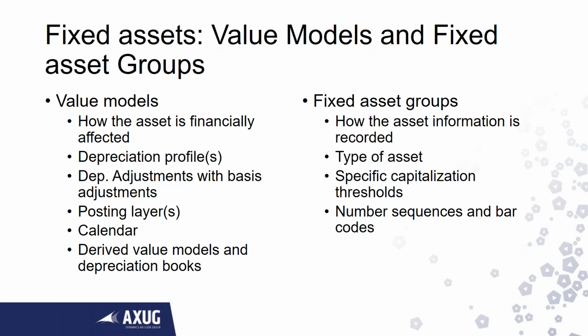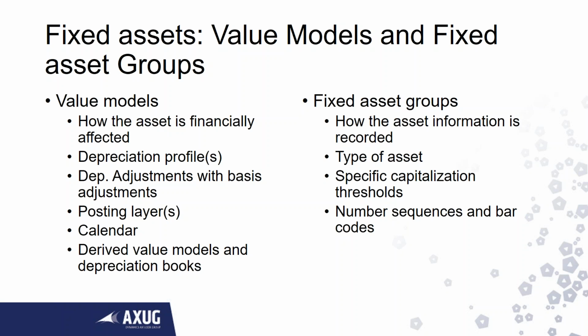One thing I definitely wanted to highlight is the derived value models and depreciation books. So these are set up so that the system will automatically make transactions to these value models or depreciation books. And I will explain this more when I get into the demo, but essentially when you make, let's say, for example, an acquisition to a value model, if there's a derived depreciation book on that value model, then it will also acquire the asset in that depreciation book. And this will make a lot more sense when we get into the demo, and I can show that.